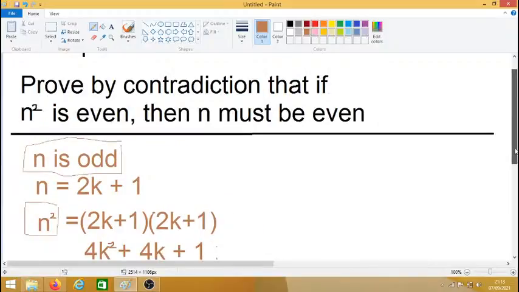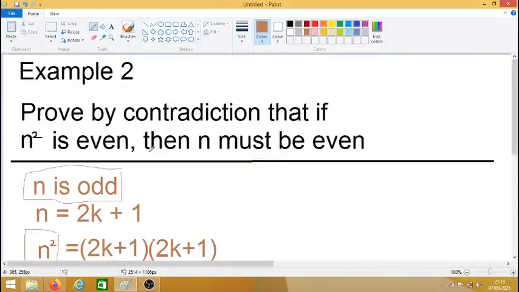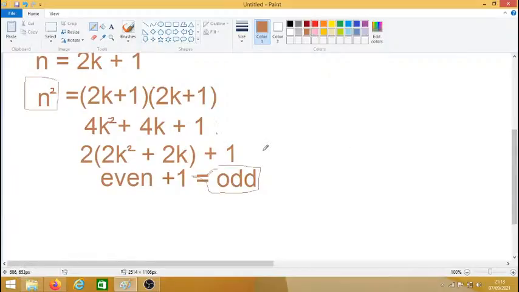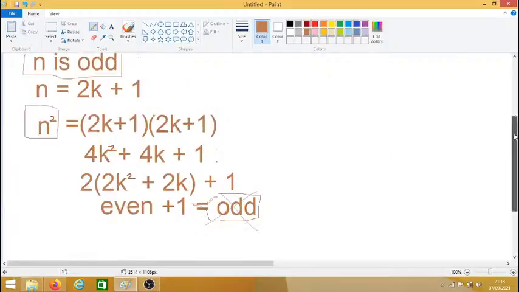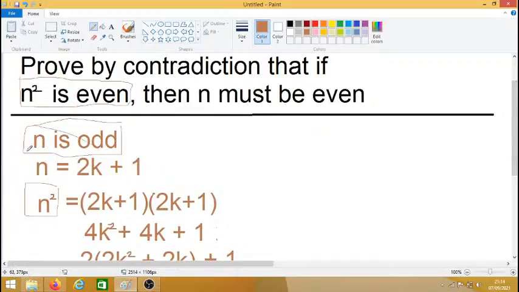But I was told in the question that n squared is even. So to get n squared as even, it can't be that we should start with an odd number. So we've proved that there's no way you can get a square number at the end that's even if you're starting with an odd number. So what's the other possibility? The other possibility is that you must start with an even number.